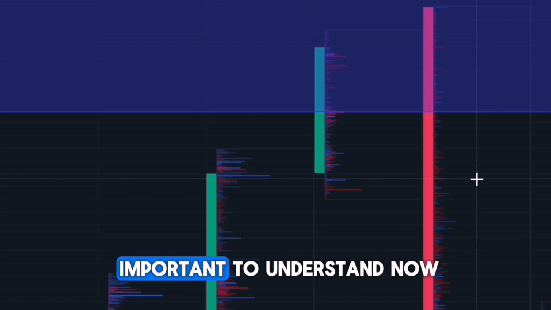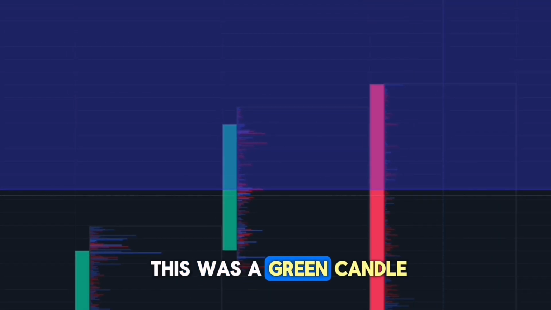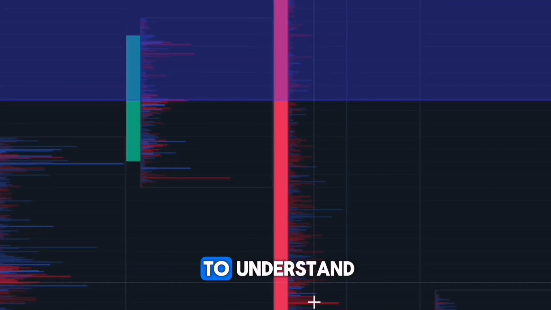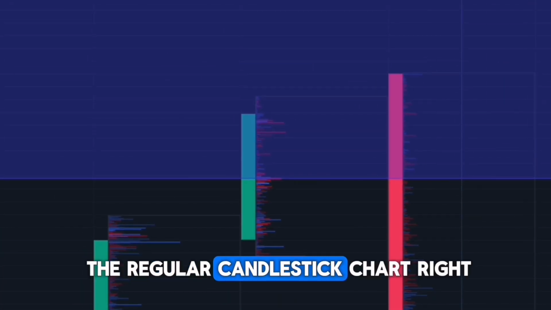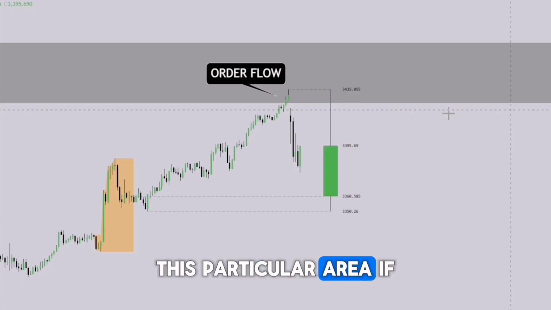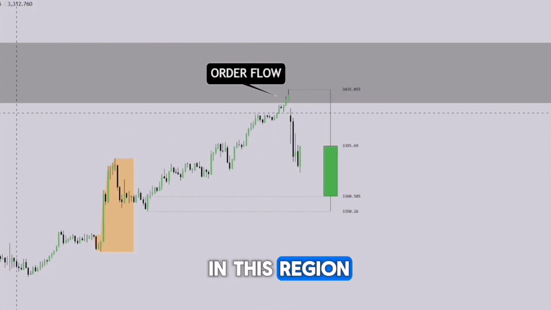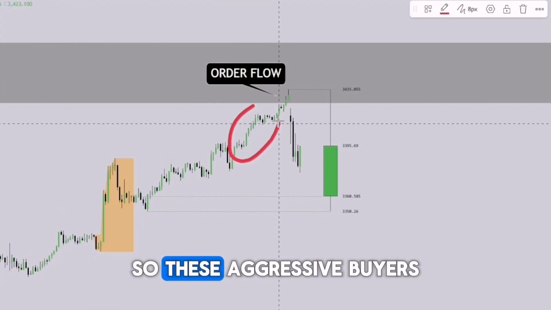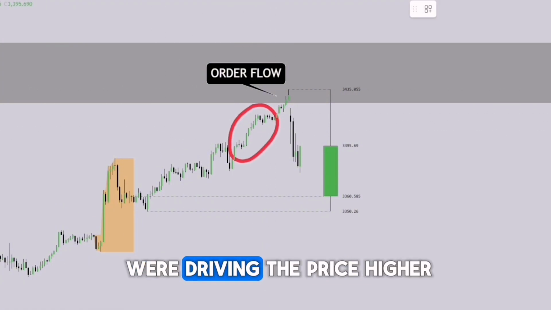Now, this is super important to understand. This was a green candle, right? This here was a green candle before we had the large meltdown. But what you need to understand, if we go to the regular candlestick chart, in this region we saw a huge amount of aggressive buyers. So these aggressive buyers were driving the price higher.